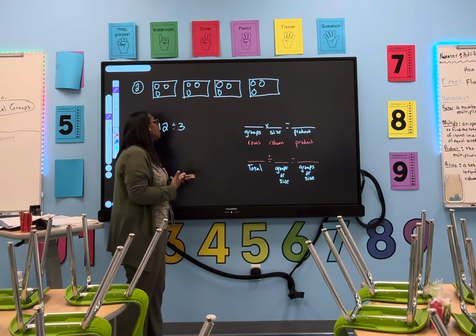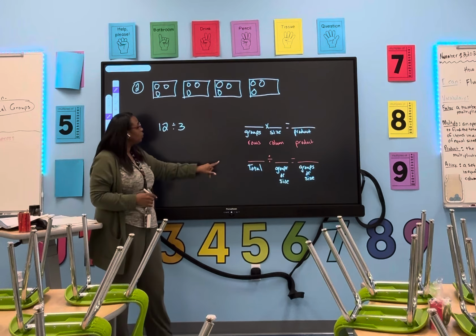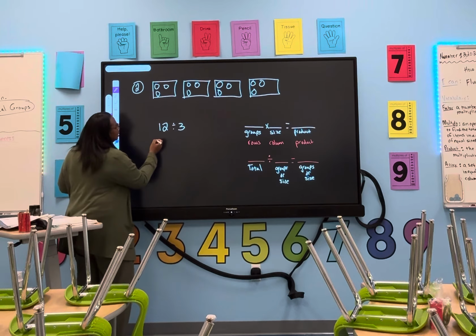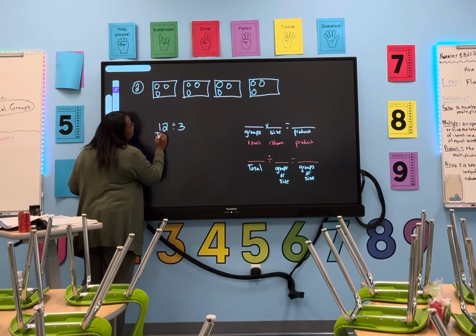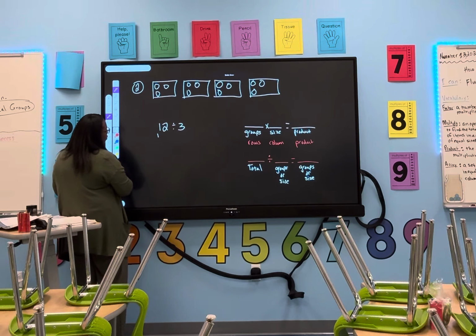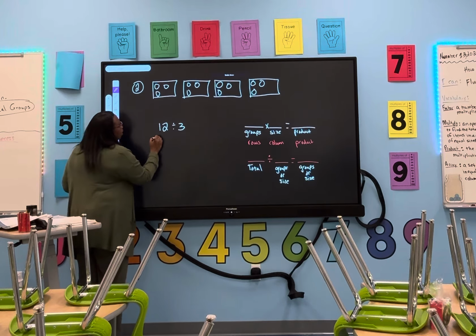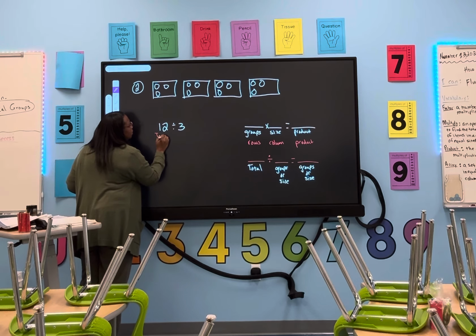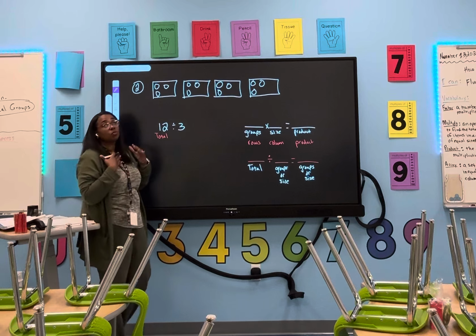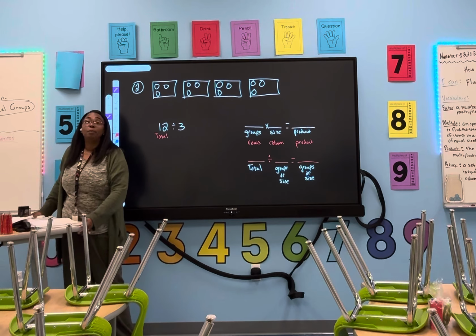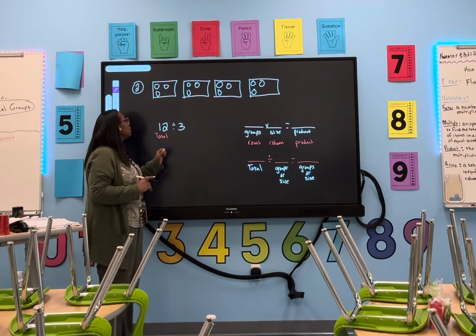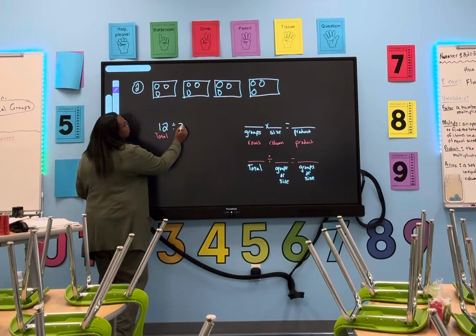Okay, so let's look at this. Remember, I just told you the first number is always your total. So this 12 is the total. I'm going to write in a different color, so I don't want that to stand out. So the first number, the 12, that's my total, because remember, that doesn't change. But when I go to my next number, which is my 3.